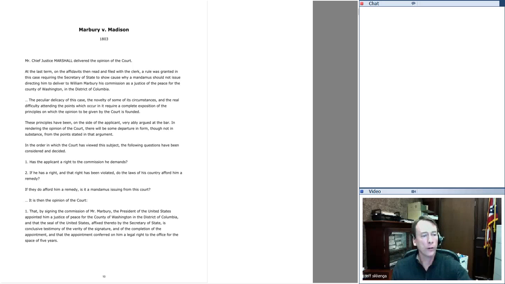It's our first paragraph there. I'll read it. At the last term, on the affidavits then read and filed with the clerk, a rule was granted in this case requiring the Secretary of State to show cause why a mandamus should not issue, directing him to deliver to William Marbury his commission as Justice of the Peace for the County of Washington in the District of Columbia.